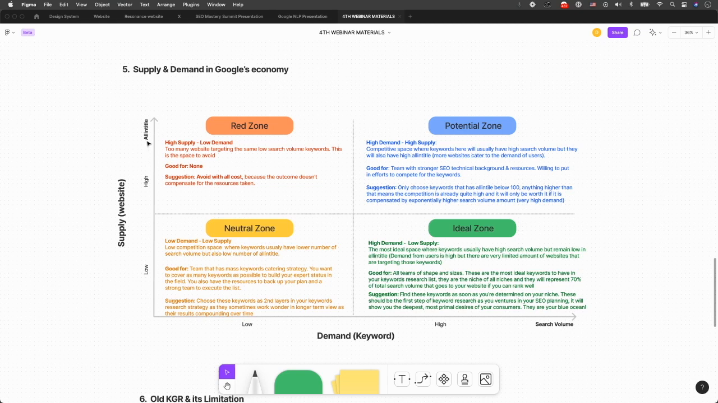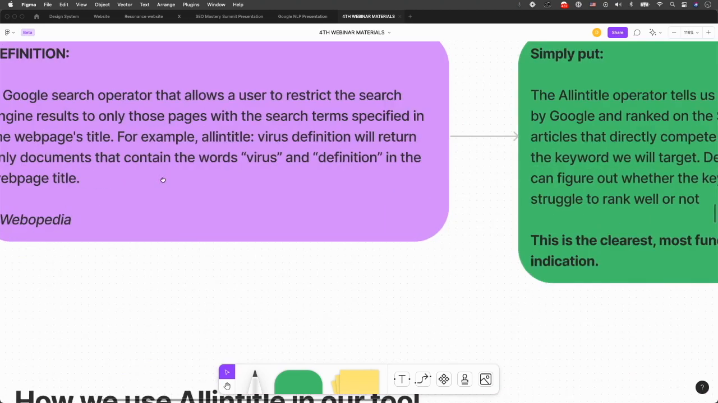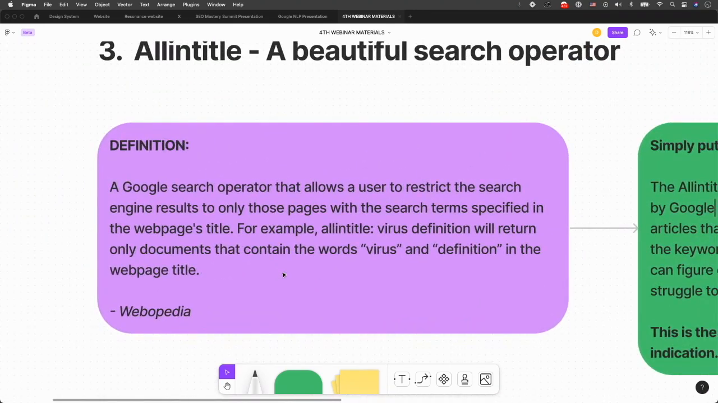Just the same as demand, where the keyword is represented by search volume, suppliers are actually represented by allintitle, right? Why? Because by definition, let's go in here. On Google, what is allintitle? Allintitle is a Google search operator that allows users to restrict the search engine results to only those pages with search terms specified in the website title. For example, allintitle virus definition will return only documents that contain the words virus and definition in the web page. This is according to Webopedia, right?